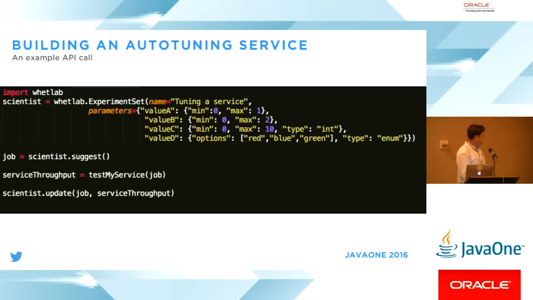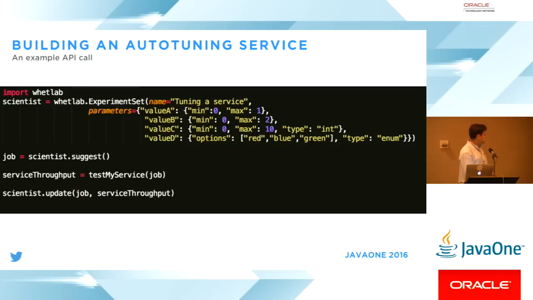And then this is basically the entirety of the API for interacting with the service. You say, please suggest me a suggestion. Right? You get back a dictionary where the keys are value A, B, C, and D, and the values are numbers in between these bounds or inclusive of those options. And then this test my service function here is something that the service engineers have already written. It's a performance testing suite that I'm just going to assume exists. And it can take a configuration and then run their whole performance testing suite.